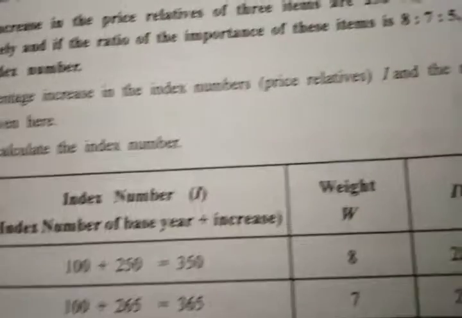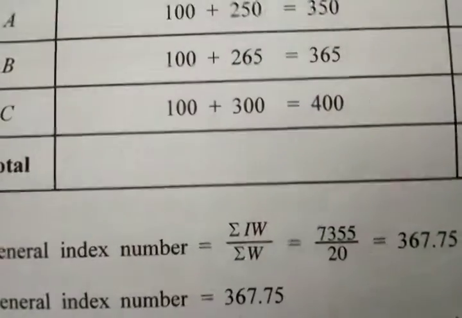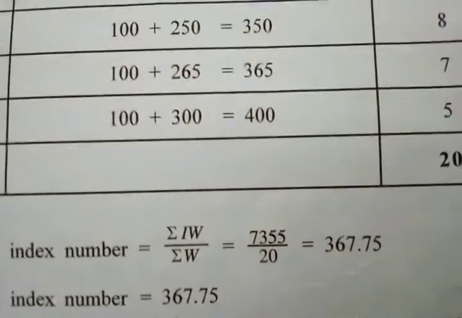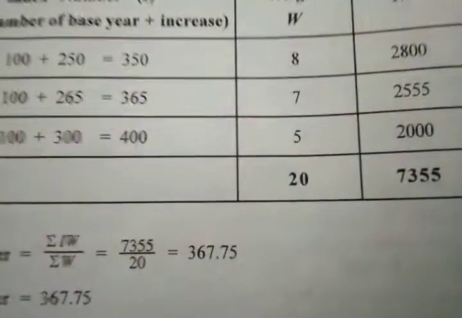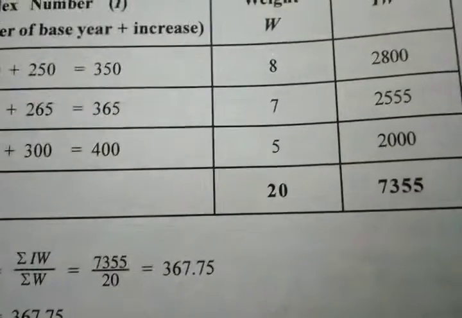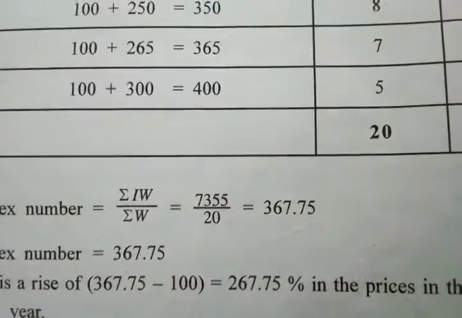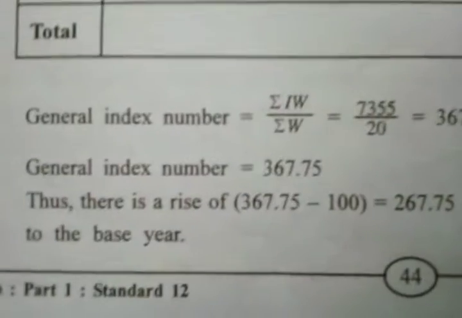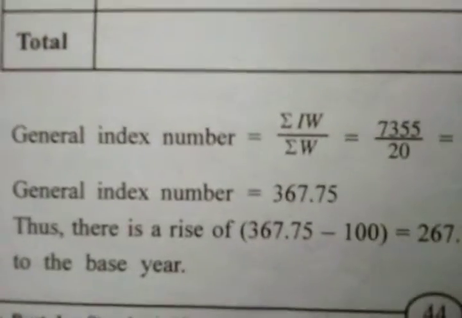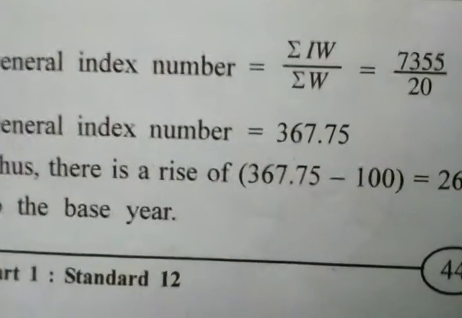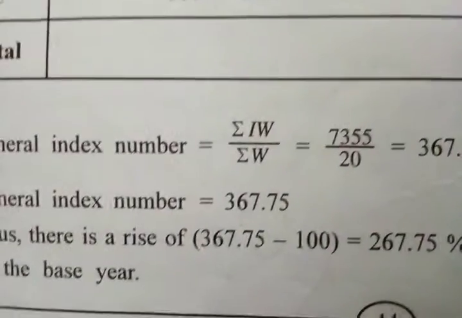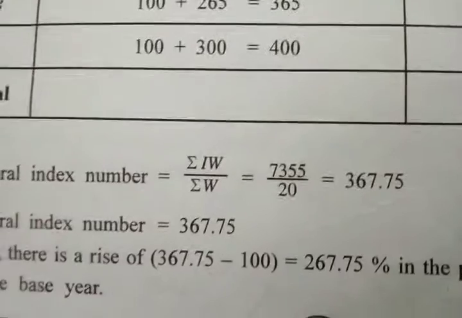So children, we have gone through all the questions. The general index number in this case we have to calculate as sigma IW upon sigma W, which is equal to 367.75 when you divide 7355 by 20. And the difference is 267.75% in the prices in the current year as compared to the base year. So there is a rise in the general index number. This is how it is worked out.